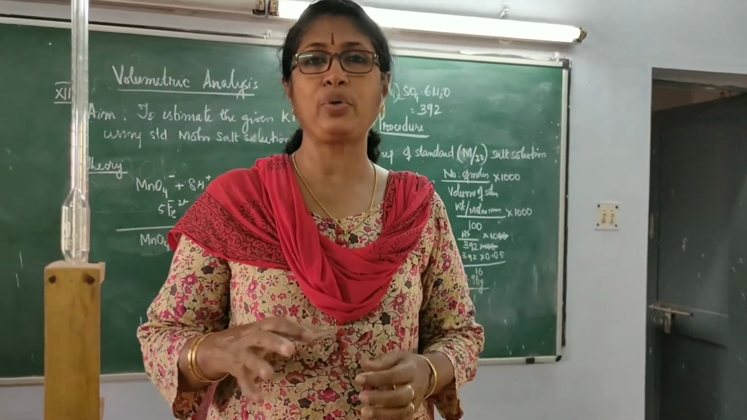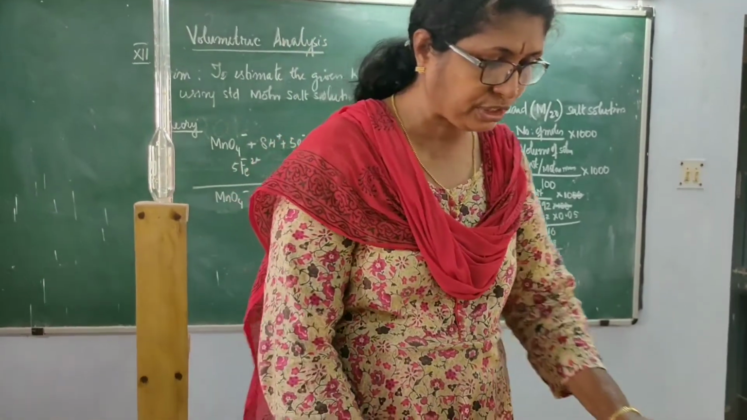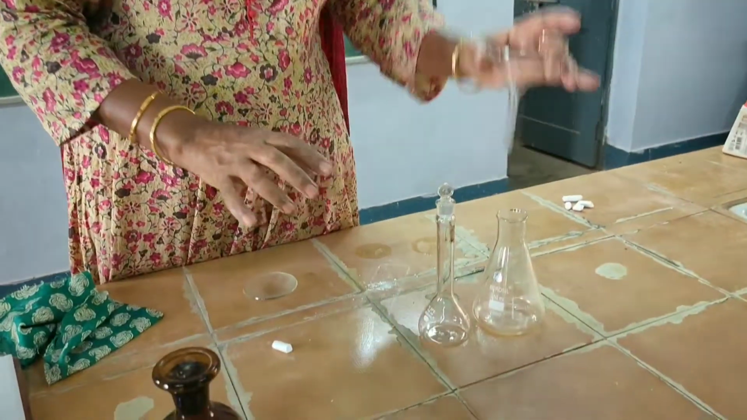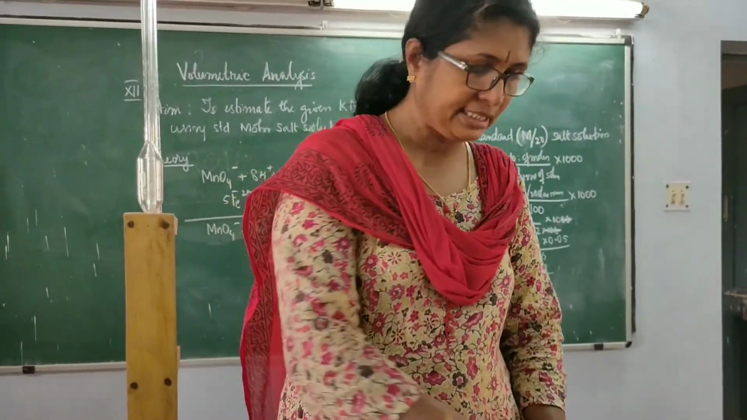Now the apparatus we are going to use for this titration. This is a watch glass. We will have to use a watch glass. Now this is the funnel. Using that you are going to transfer the contents to the standard flask.